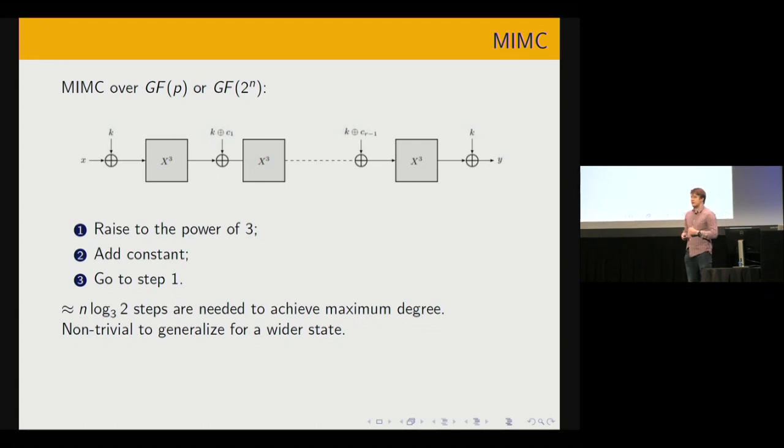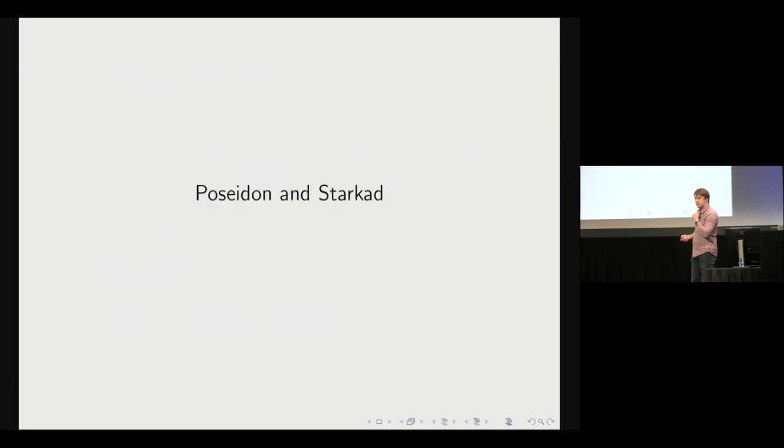It works very nicely and the properties are good, but it's a bit non-trivial to generalize to a wider state. Currently it takes just one input field element, and making it a compression function is somewhat non-trivial. Our designs are called Poseidon and Starkad, two names because one is for prime fields and the second for binary fields. But the zero-knowledge space evolved so quickly that when we designed it a year ago, there were promising zero-knowledge proof systems which operate in binary fields, but now they're not popular anymore. Most zero-knowledge proof systems nowadays operate in prime fields. That's why Poseidon is more important, and I will talk mainly about it.